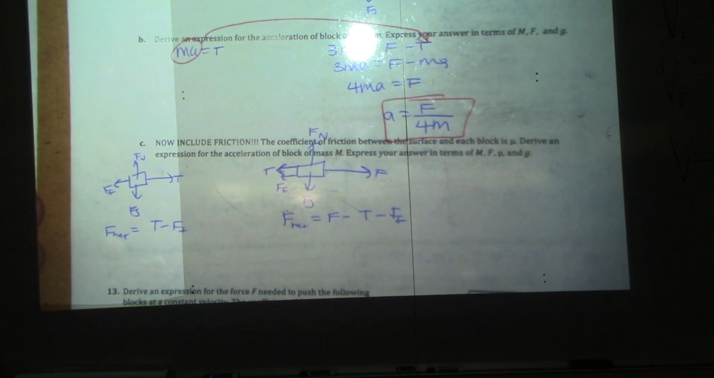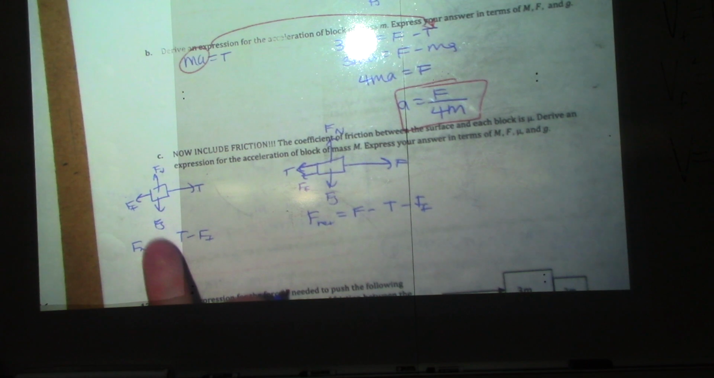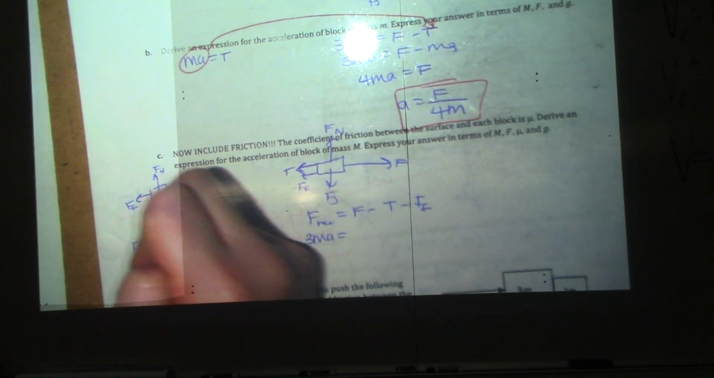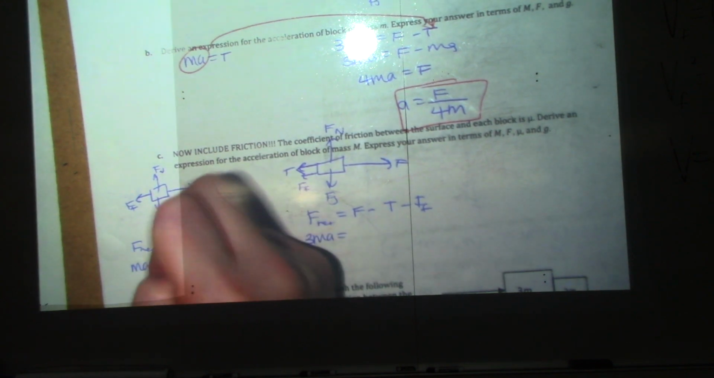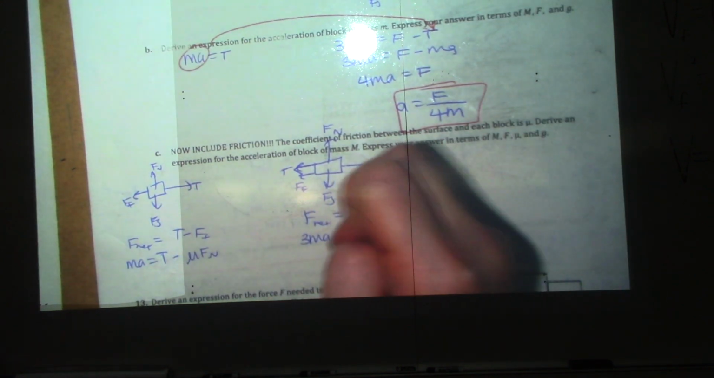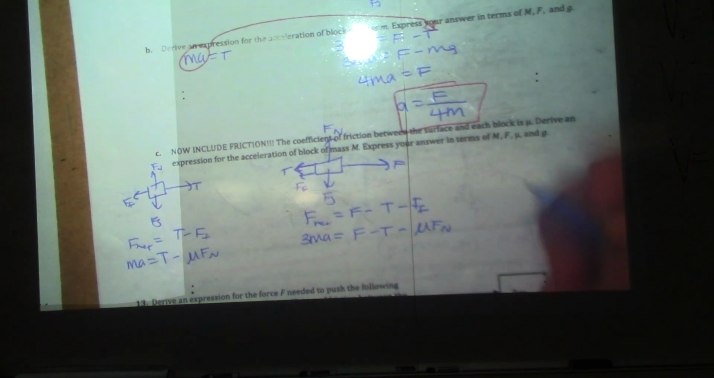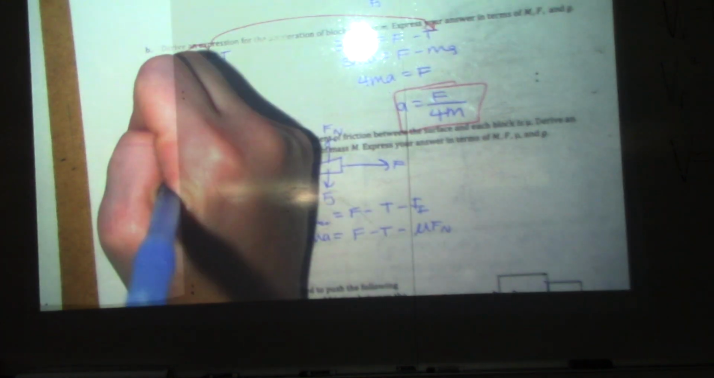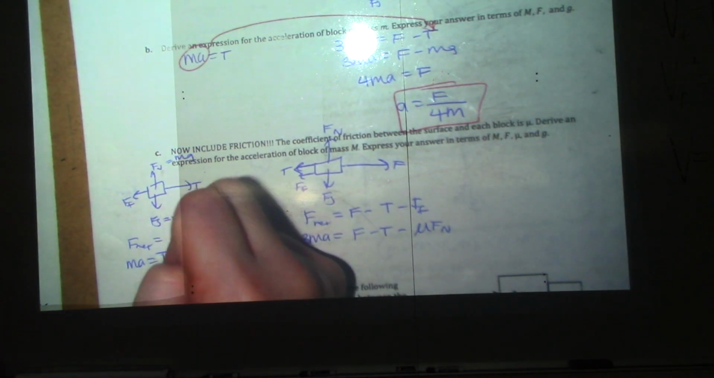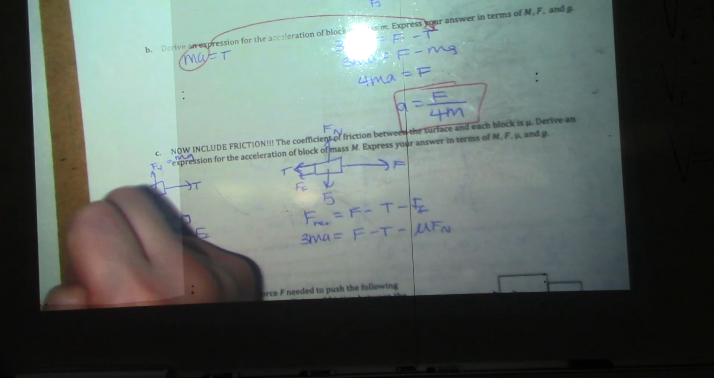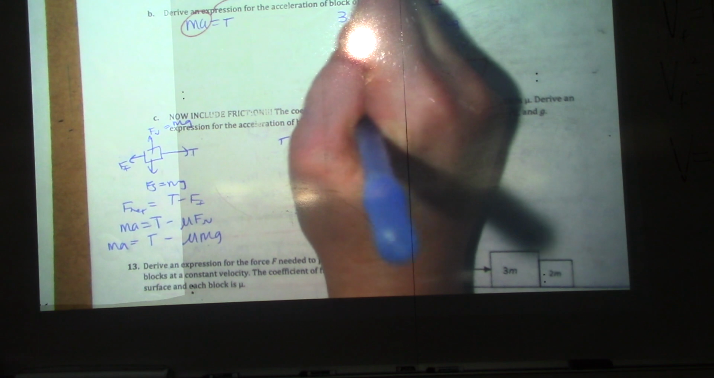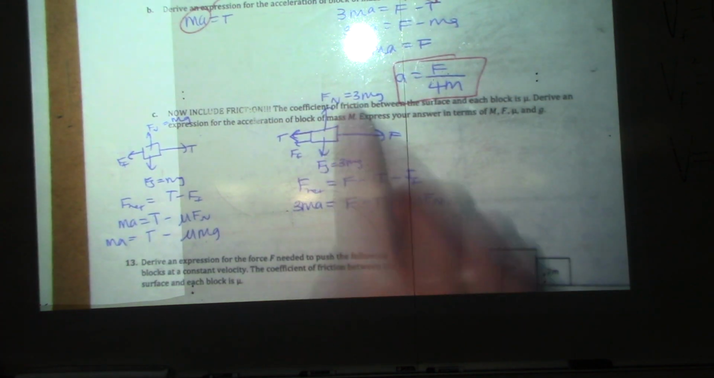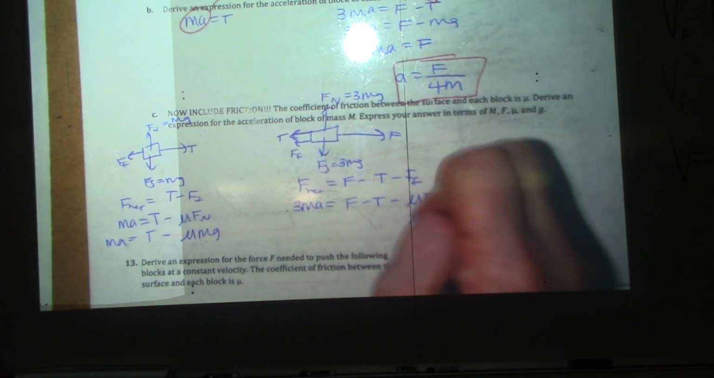Now I'm going to replace, so I'm going to start with F net. So F net would be ma. This F net would be 3ma. T minus force of friction is mu Fn. And F minus T minus mu Fn. Now on this guy, Fg is just mg, so this Fn would be mg. So this is just going to be mu mg. This guy's Fg is 3 mg, so its normal is 3 mg. So then I'm going to replace normal with 3 mg, so this is mu 3 mg.